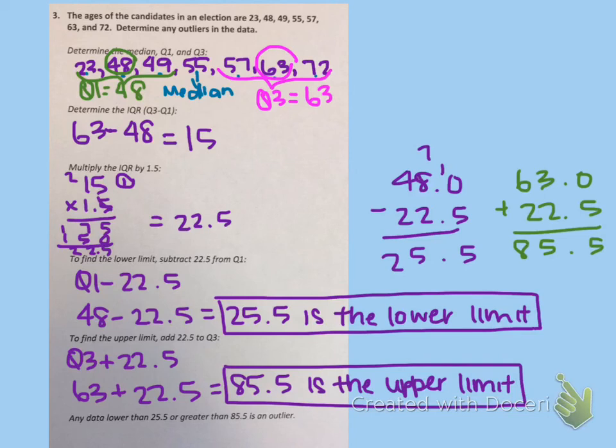So we need to look back at our list of numbers and see if there is anything less than 25.5. I see a 23. Well, 23 is less than 25.5, so we'll write 23 down here. Nothing else is lower than 25.5. Now I'm going to look for any numbers above 85.5. The highest number I have is 72, so I don't have anything above 85.5. That means 23 is my one outlier. So we're going to say 23 is an outlier.